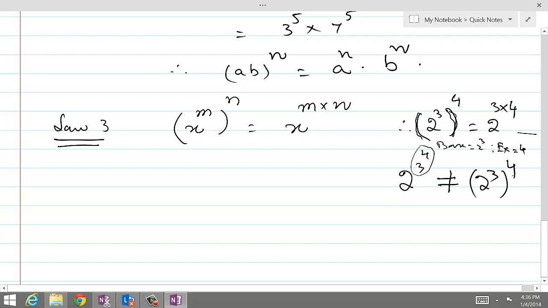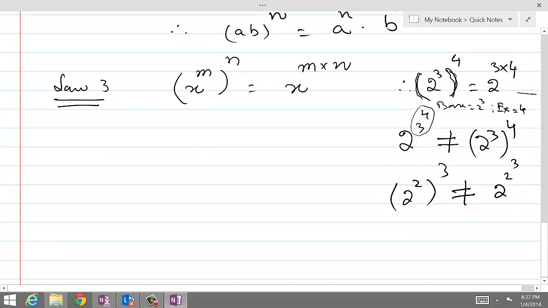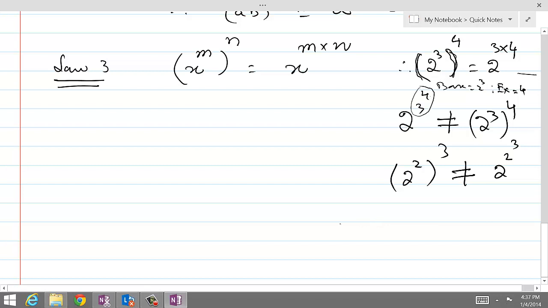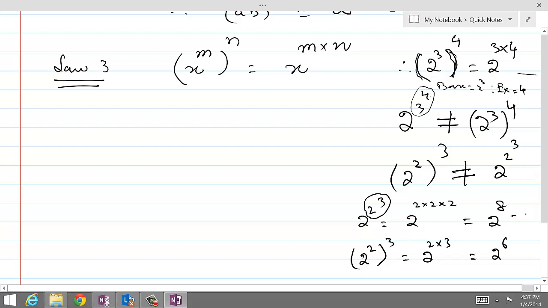So remember this difference: (2 power 2) power 3 is not the same as 2 power (2 power 3). Because what is 2 power 2 power 3 equal to? 2 power 3 means that 2 is multiplying with itself 3 times, and this would be equal to 2 power 8. But if we were to write (2 power 2) and then power 3, this would mean 2 power 2 times 3, and this would mean 2 power 6. So clearly 1 and 2 are showing that (2 power 2) whole raised to power 3 is not equal to 2 raised to power (2 power 3).